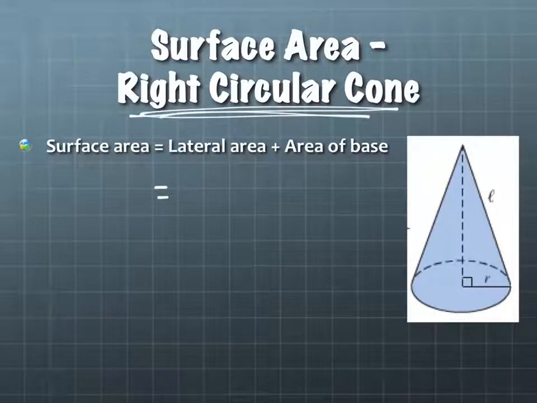there it is, it said it there. We're going to have the lateral area and the area of the base. Let's do the area of the base first. So the area of the base is a circle. What's the area of a circle? Pi r squared.